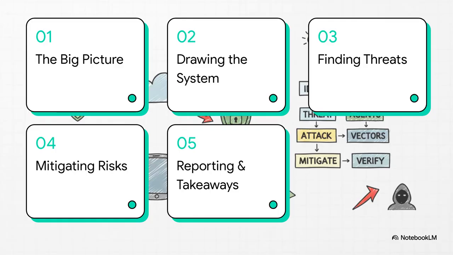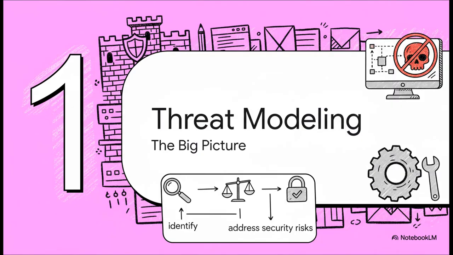All right, so here's our game plan. Think of it as a mission to secure a system. First, we're going to get the lay of the land, the big picture. Then we'll move to step 1, drawing the system. After that, step 2 is all about finding potential threats. And once we know the threats, we get to the most important part, step 3, mitigating those security risks. Finally, we'll wrap it all up with how to report our findings and the key takeaways you'll absolutely need for the exam.